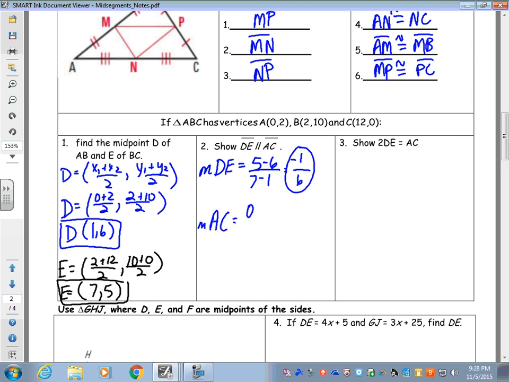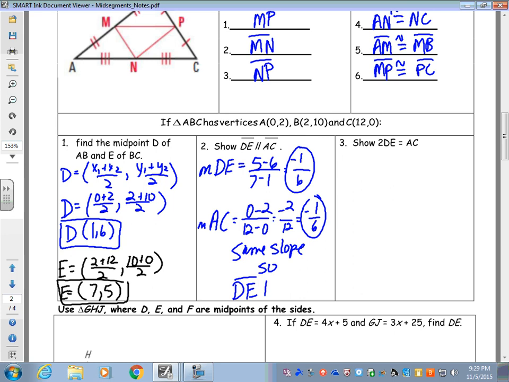So I can do 0 minus 2 over 12 minus 0, which is negative 2 over 12, which can be reduced to negative 1 over 6. And then, because we have the same slope, we know, or we have proven, DE is parallel to AC.